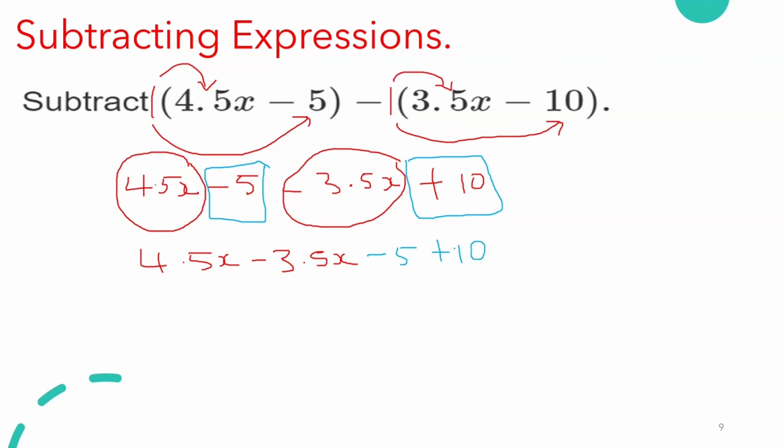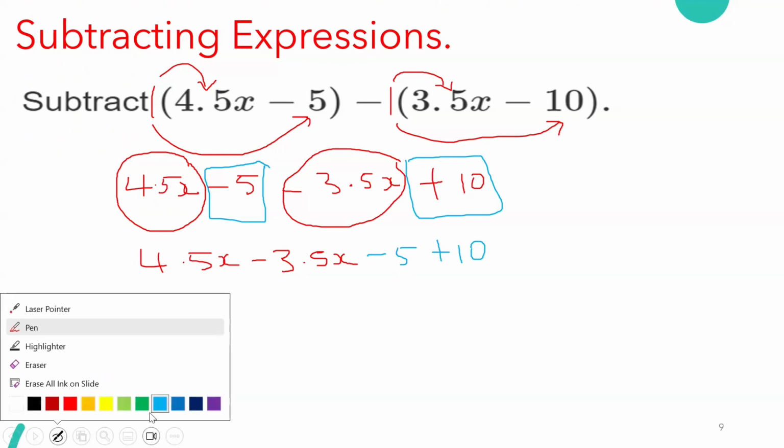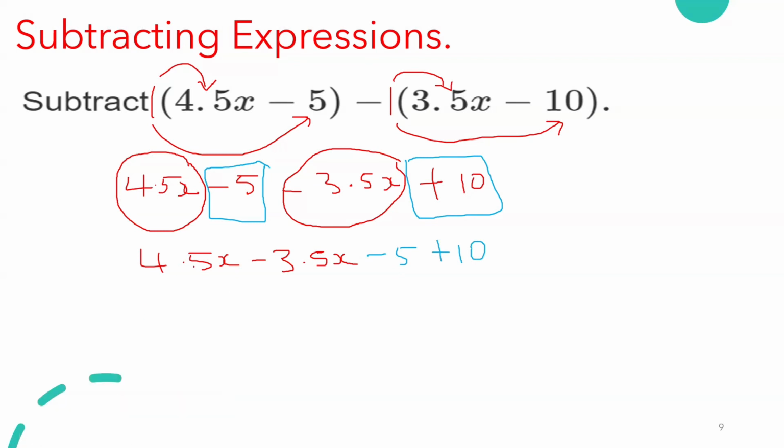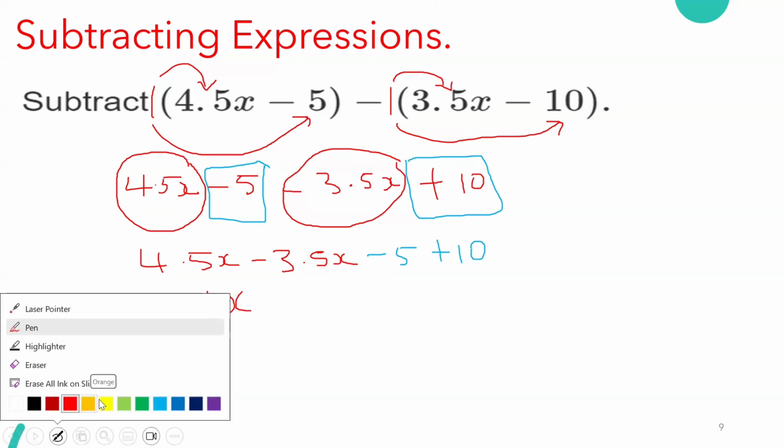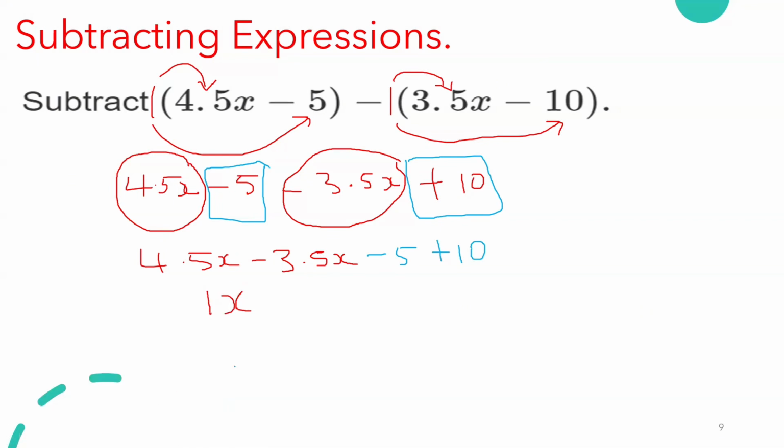Once we rewrite our expression by putting the like terms beside each other, we can go ahead and perform our operation, whether we are adding or subtracting. So now we have 4.5x minus 3.5x. That is going to be 1x. And there we have minus 5 plus 10, which is going to be positive 5. So our answer is 1x plus 5, or x plus 5.